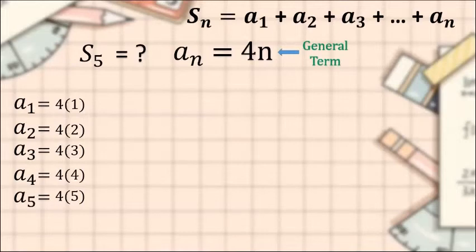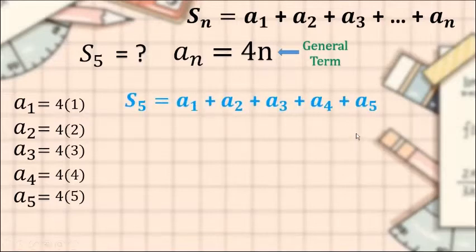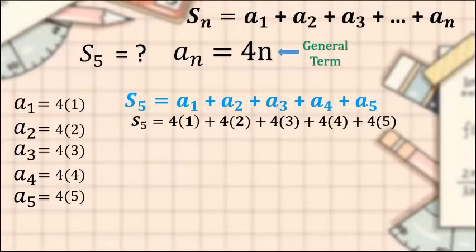Now that we already have these values of our terms, let's write the general formula for this sequence. So this will represent as S sub 5 is equal to A sub 1 plus A sub 2 plus A sub 3 plus A sub 4 and A sub 5. Substitute the values of the terms, so it will look like this one. S sub 5 is equal to 4 multiplied by 1 plus 4 multiplied by 2 plus 4 multiplied by 3 plus 4 multiplied by 4 and plus 4 multiplied by 5.